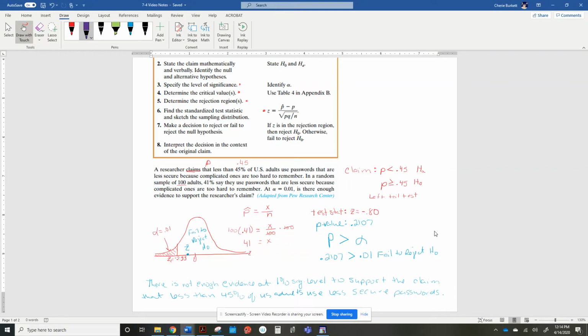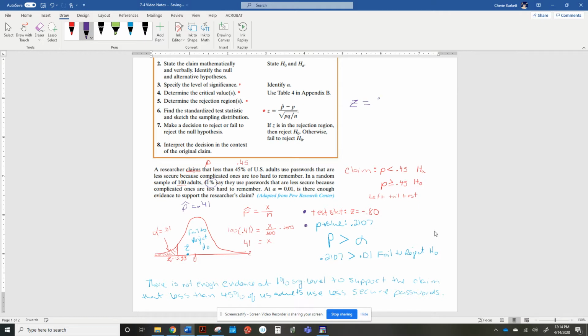Okay, so I'm going to do this one, show you that you could have gotten this value right here and this value without having to use StatCrunch. I will find this by taking the p hat. Remember, the p hat was given. This is p hat is 0.41.